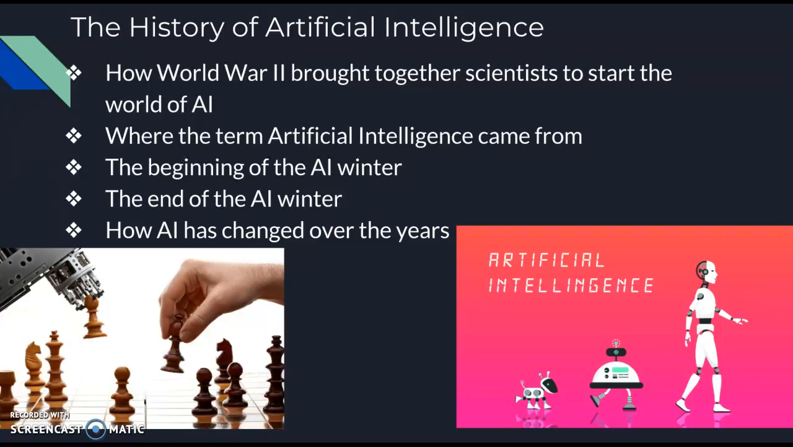In 1956, the term artificial intelligence came about. John McCarthy came up with this term two years after Turing's untimely death.